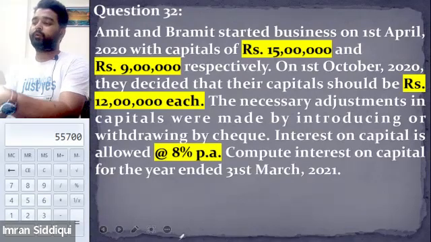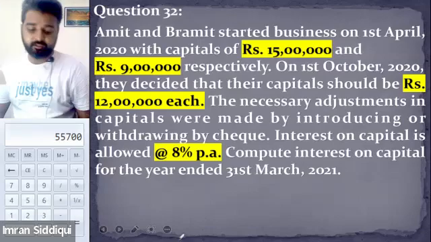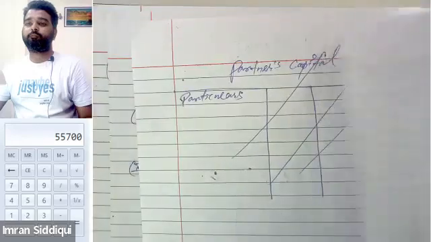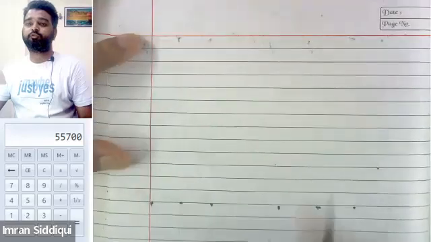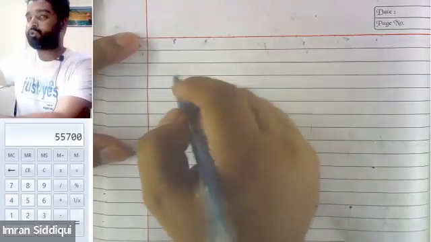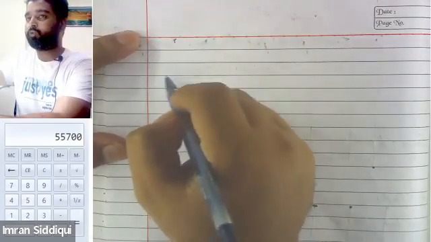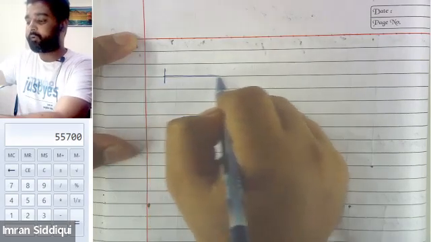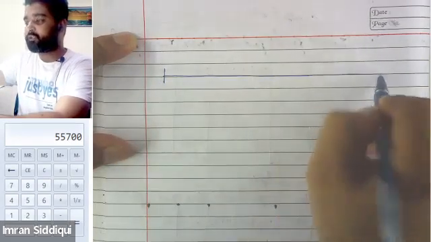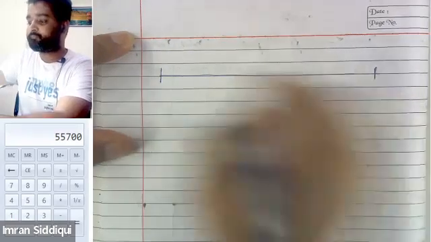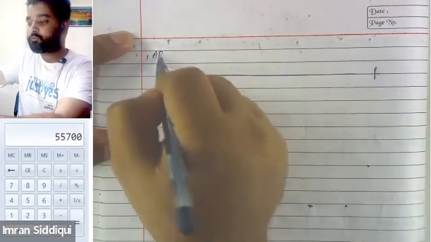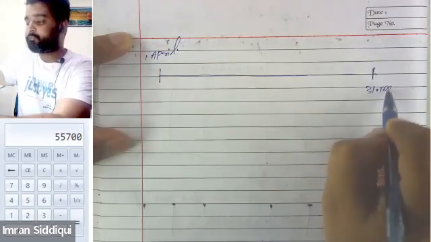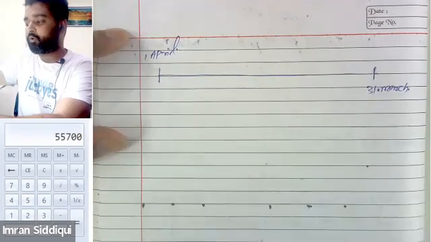The question is asking you to calculate the interest on their capital. So let me show you how it will be done. I'll show you how to find out the interest on capital, but try to understand. Let's just draw the timeline. The year starts from 1st of April and the year ends on 31st of March. I'm sure all of you already know this.